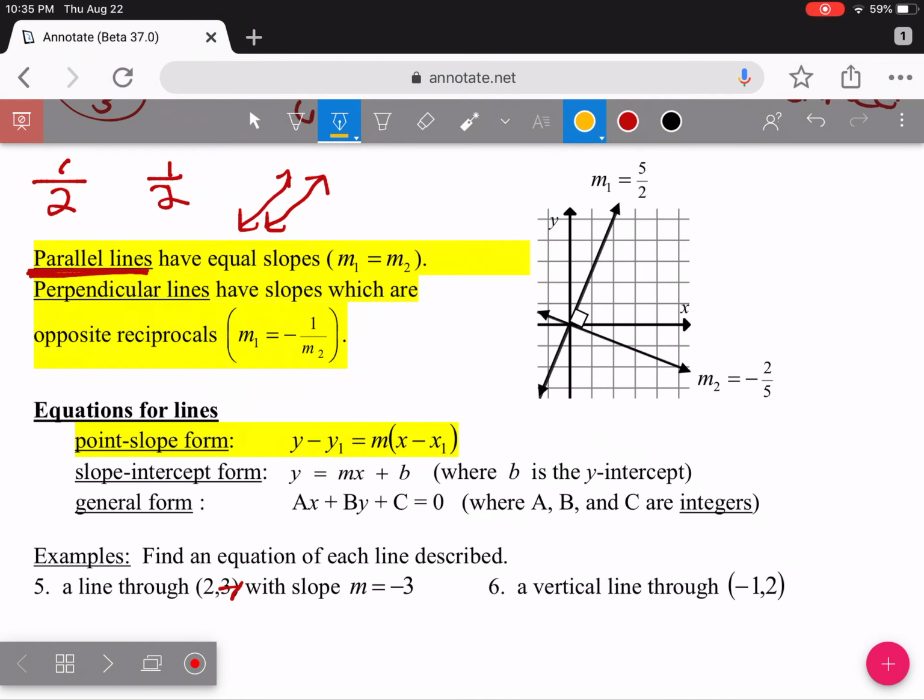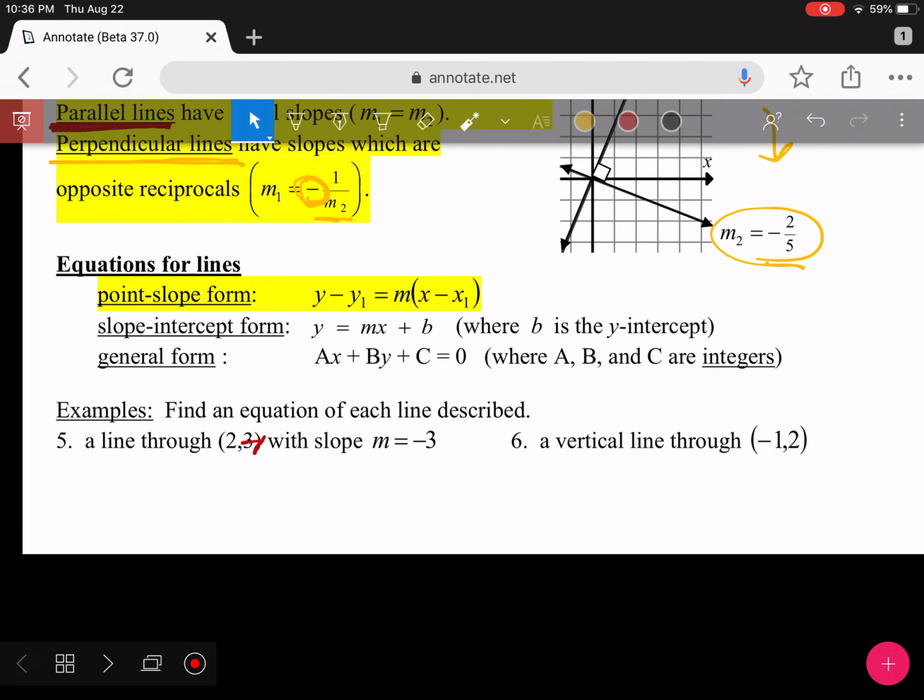Now let's look at perpendicular lines. Remember, perpendicular lines have slopes that are opposite reciprocals, which means we change the sign and we flip them. So in this case, if you have a slope of 5/2, you change the sign, which makes it -5/2, and then you flip it, which makes it -2/5. So a line with the slope -2/5 is going to be perpendicular to a line with the slope of 5/2.